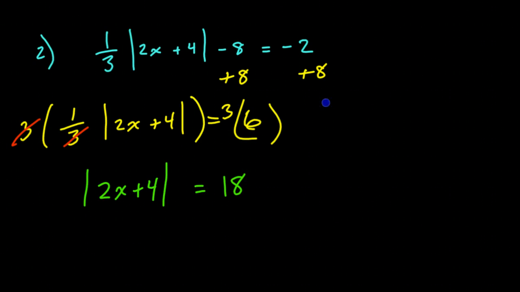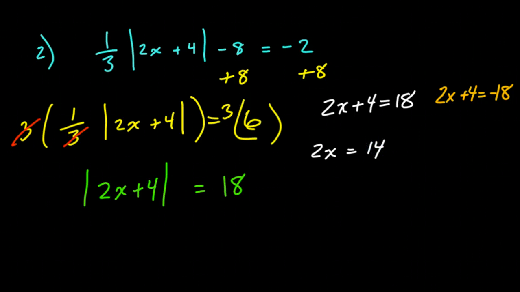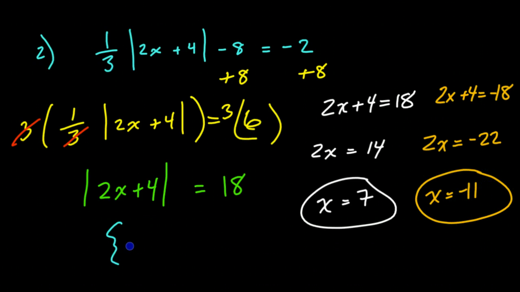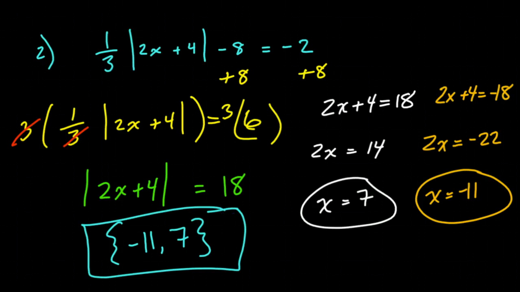Now that we got that all by itself, we have 2x plus 4 equals 18, and 2x plus 4, I'm going to write a little small here, equals negative 18. I'm going to subtract 4 on both sides. I get 2x equals 14. Divide by 2, I get x equals 7. That's one of the answers. Same thing on the other side. Subtract 4, I get 2x equals negative 22. And then dividing by 2 would give me x equals negative 11. Alright, let's go ahead and write it in set notation here. Negative 11 and 7 are my two answers.